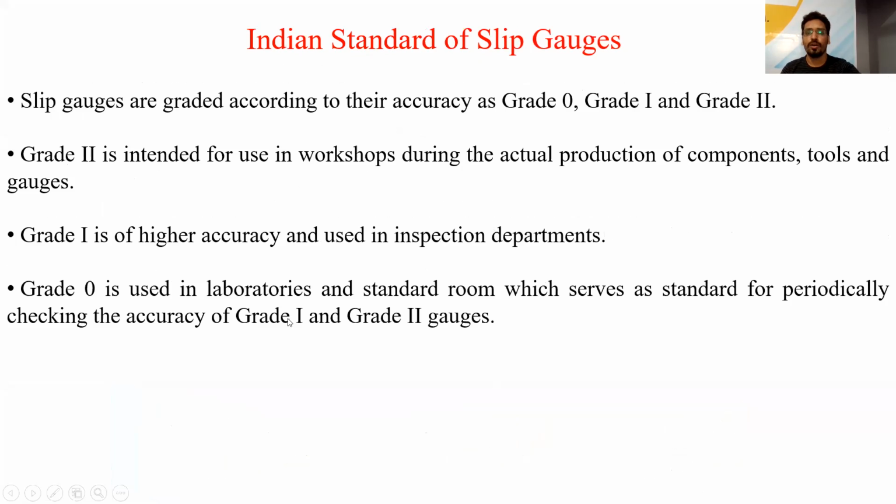Grade 2 slip gauges are intended for use in the workshop during the actual production of components, tools and gauges. Grade 1 is of higher accuracy and used in the inspection department. Grade 0 slip gauges are used in laboratories and standard rooms, and are used to check the accuracy of grade 1 and grade 2. So this is how the Indian standard of slip gauges are classified.